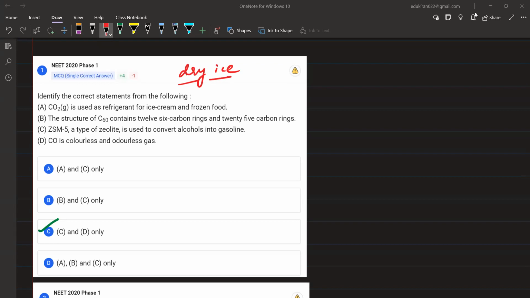Dry ice is nothing. Dry ice is CO2 only, but it is a solid form of CO2. ठीक है, ध्यान रखिएगा. तो सिर्फ इस G के वजह से A is not right. ठीक है, otherwise A would also have been right.